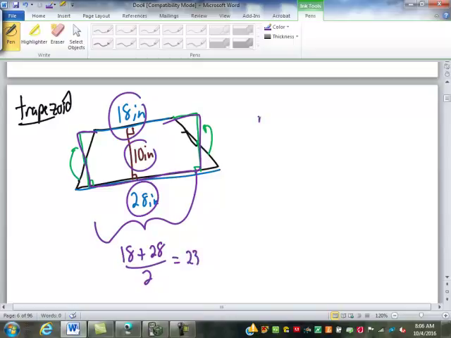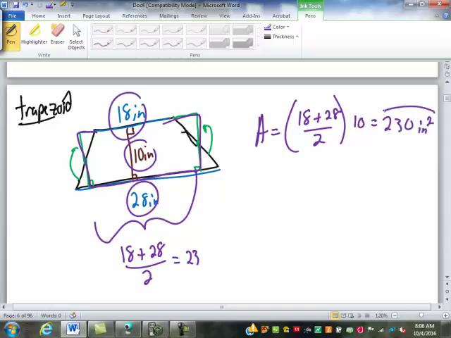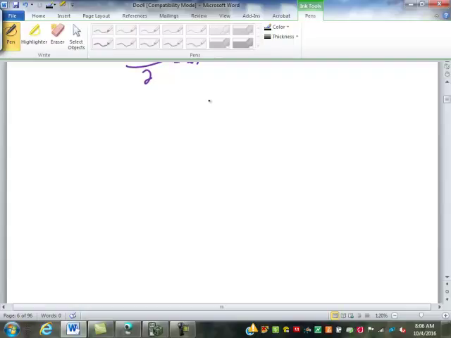So the area for a trapezoid is found by averaging the two bases, and then multiplying that average by the height. So this comes up to be 230 inches squared. Now that's more a traditional trapezoid. This is an untraditional trapezoid here.